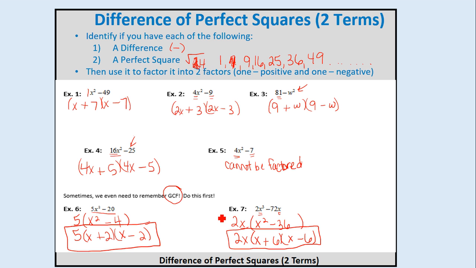All right, so now we've taken a look at all the different ways we can use to factor up to this point. Now we'll be applying them in different situations in class.